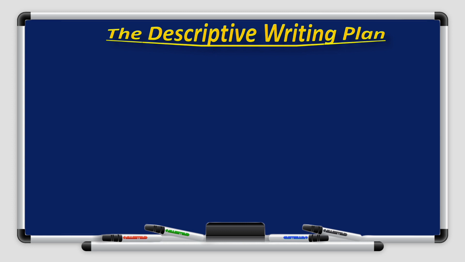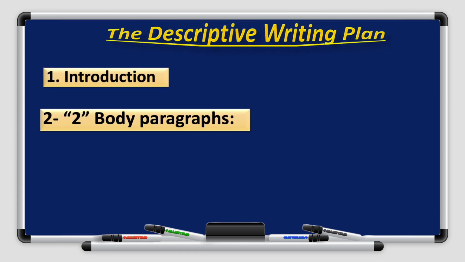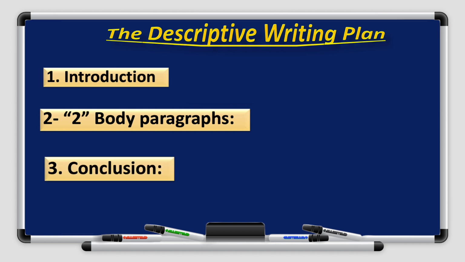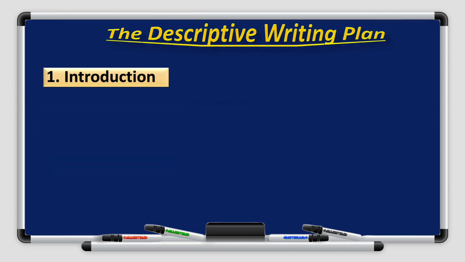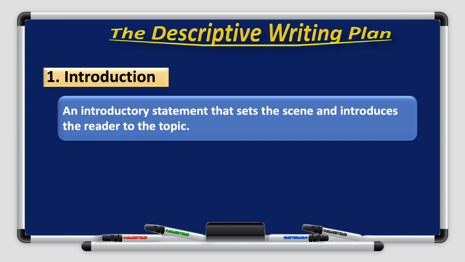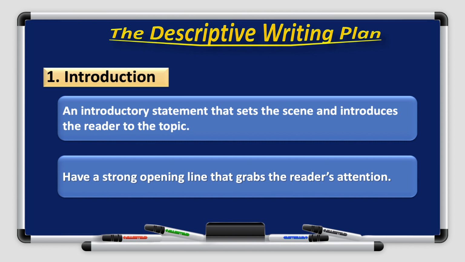Now, when planning, it is important to consider and know that our writing has 3 main parts. Do you know them? Yes, we have the introduction, body paragraphs, and conclusion. Let's start with the introduction. The introduction is an introductory statement that sets the scene and introduces the reader to the topic. You're introducing your topic to the reader. Make sure to have a strong opening line that grabs the reader's attention. You want to grab the reader's attention in order for them to read your writing.